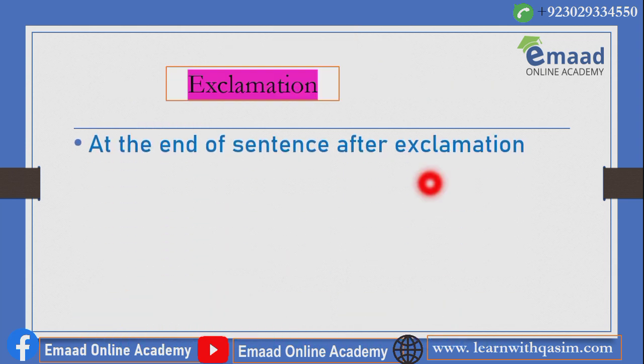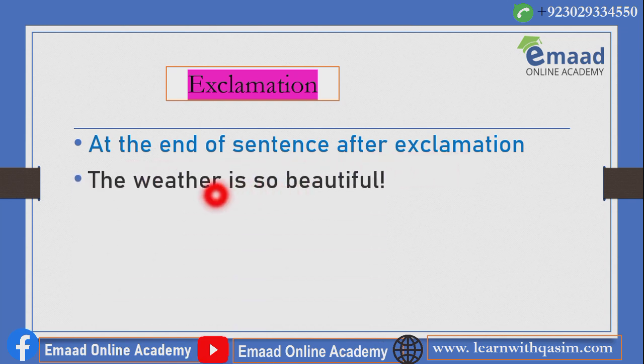Exclamation. Now there is exclamation. The sign of exclamation is also a punctuation mark. We use it at the end of a sentence after an exclamation. The weather is so beautiful! Now here is the sign of exclamation, the punctuation mark.